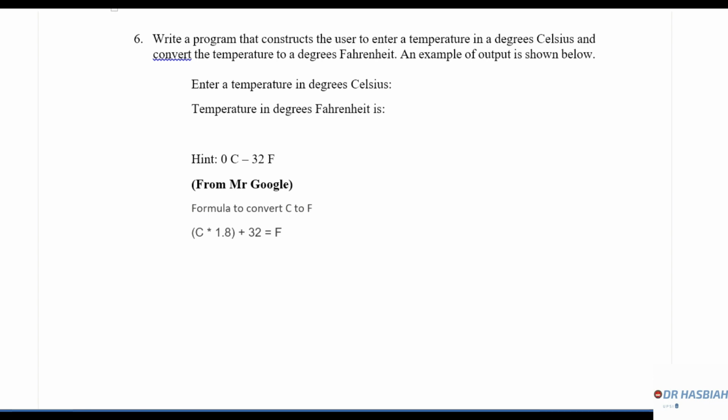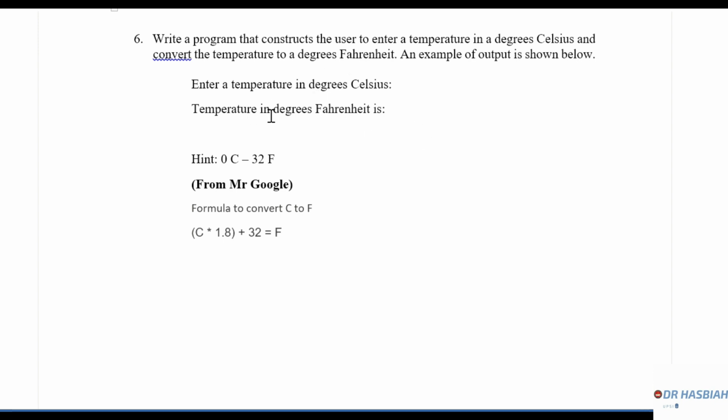Okay, we have question number 6 here. Write a program that instructs the user to enter a temperature in degrees Celsius, and converts the temperature to degrees Fahrenheit. Meaning, we have to enter in degrees Celsius, and then the program can convert the Celsius to Fahrenheit. An example of the output is shown below. So this is the example of the output.